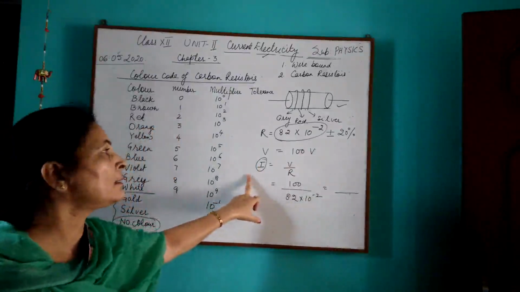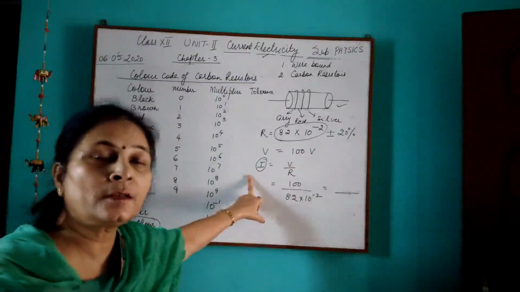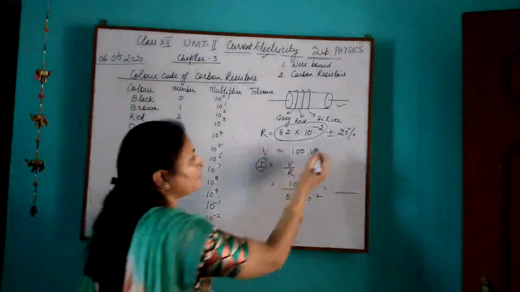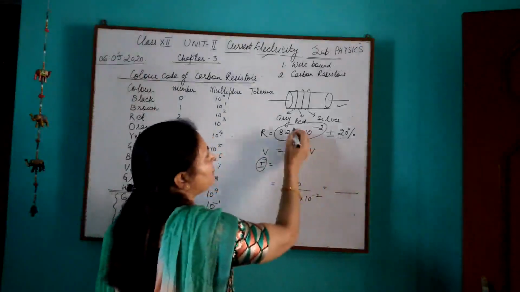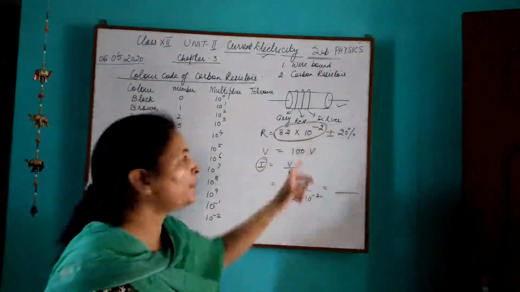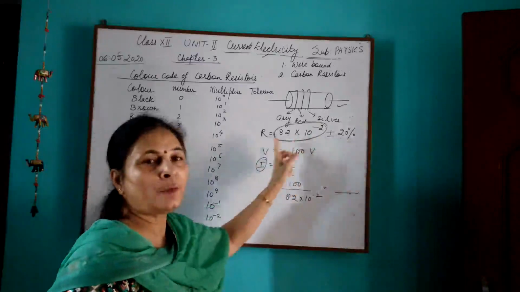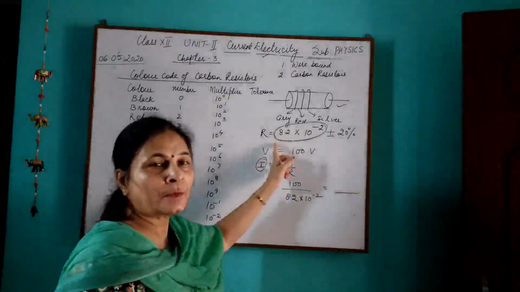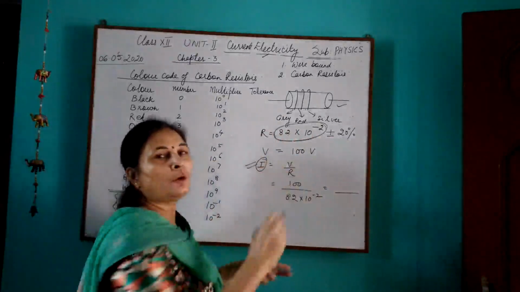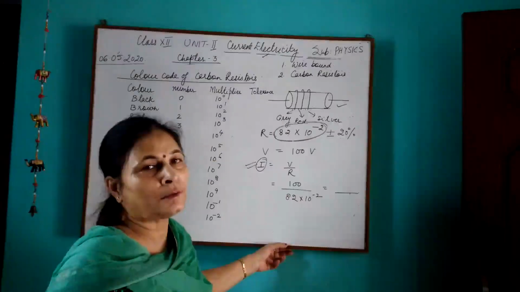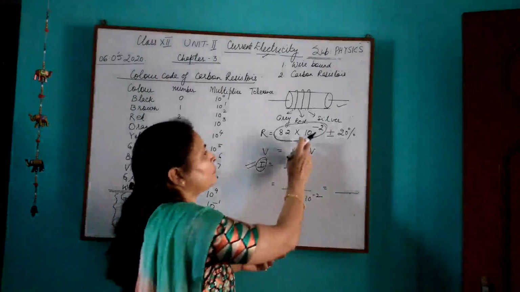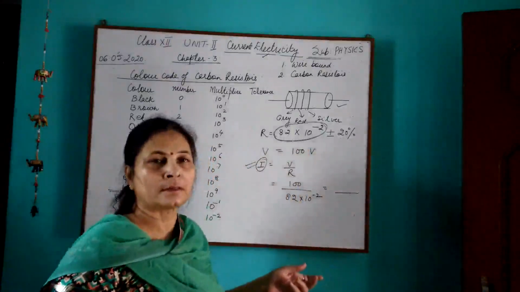Suppose it is asked, what is the range of current which can pass through this resistor? So what will you do in that case? You will find out 20% of this value. Add once, subtract once, you will get two values. Using this formula, find out I1 and I2. That will give you the range of the current passing through this resistor.